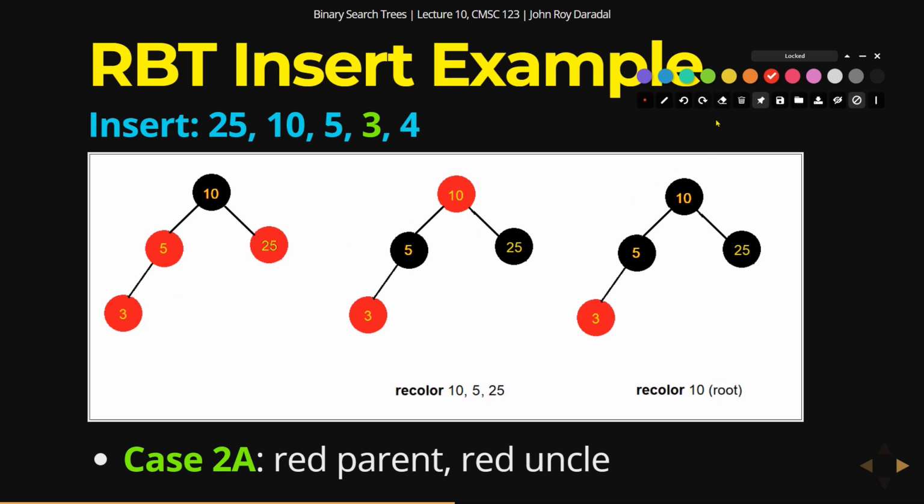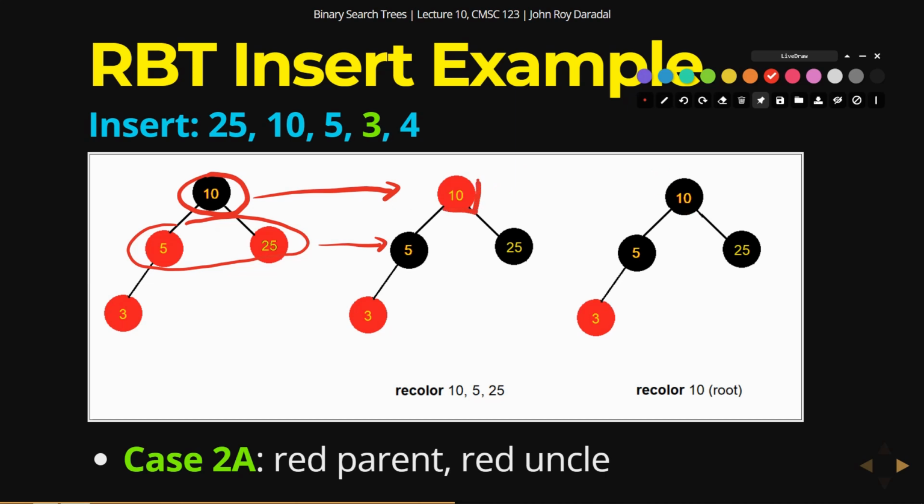Since we can use case 2A here, the color of 5 and 25 would become black, and then the color of 10 would become red. Okay, but are we done? Well, the 10 is the root, but it's colored red, so this is wrong. So we'll just recolor it back to black. That's why we recolored 10 back to black.